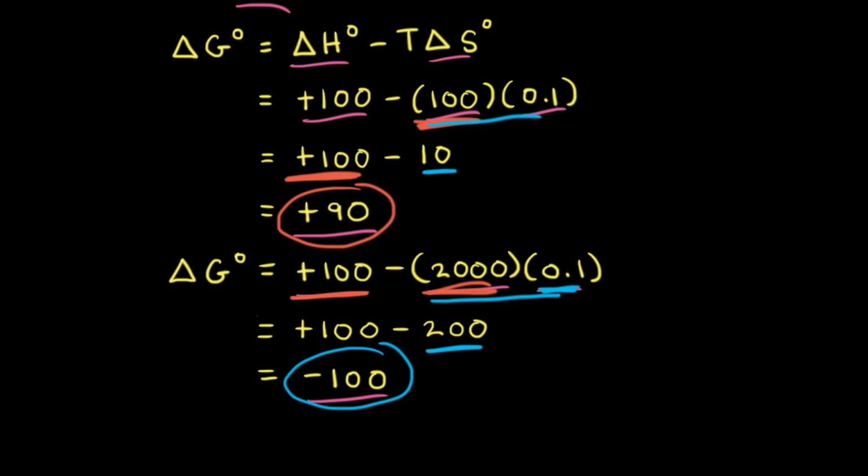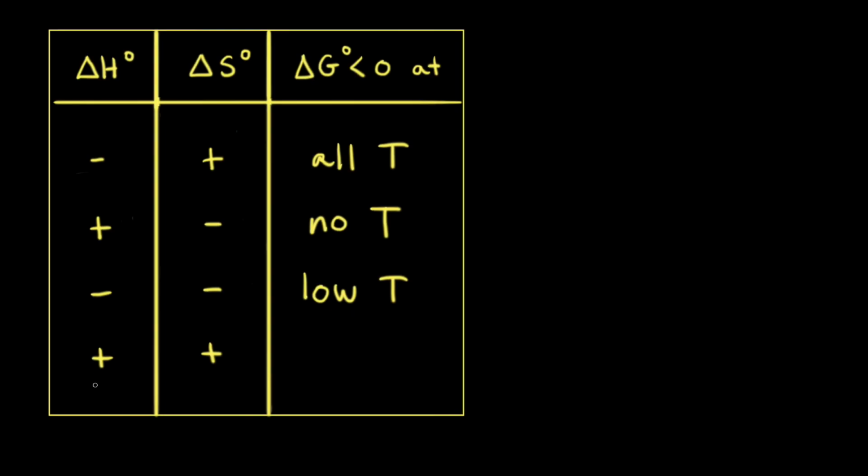So for this combination of signs, delta G naught is negative at higher temperatures. So for our fourth combination, when delta H naught is positive, that is unfavorable. However, when delta S naught is positive, that is favorable. And we just saw that delta G naught is less than 0 at high temperatures. So I'll go ahead and write in on our table here, at high temperatures.